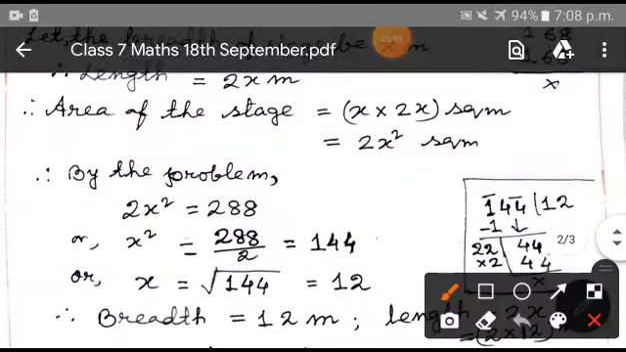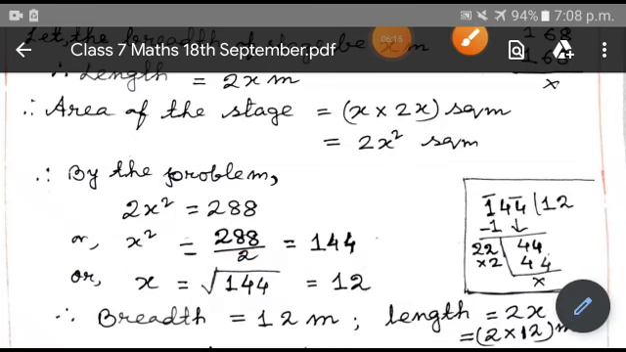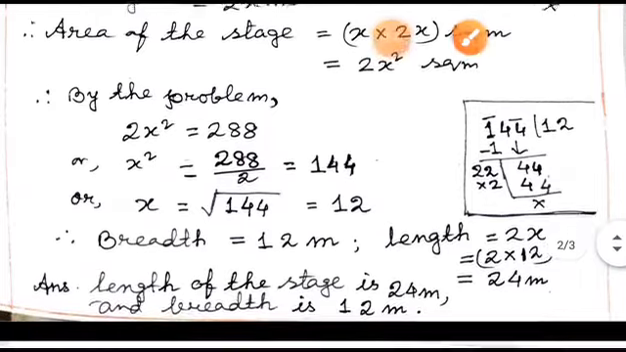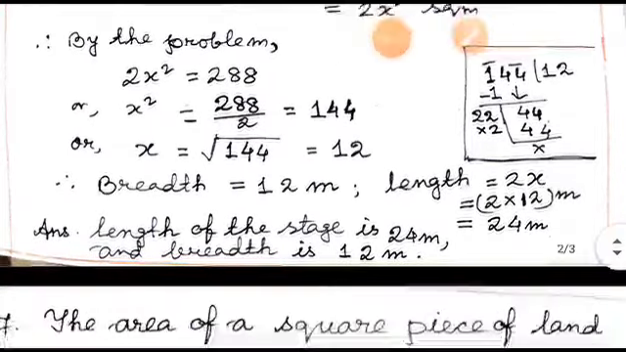Now after that, x square will be 288 by 2, then after dividing you are getting 144. So x will be root over 144, which is equal to 12. So x is what? X we have taken as the breadth. So breadth will be 12 meter and length will be 2 into 12, that is 24 meter. Alright. So you are writing the length of the stage is 24 meter and the breadth is 12 meter.